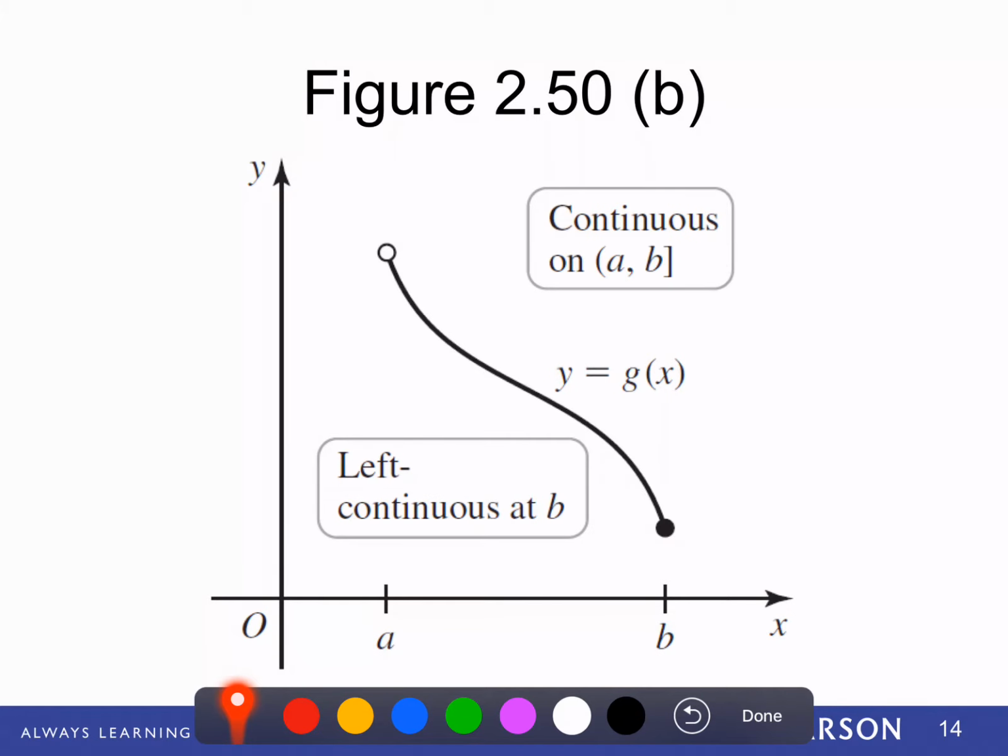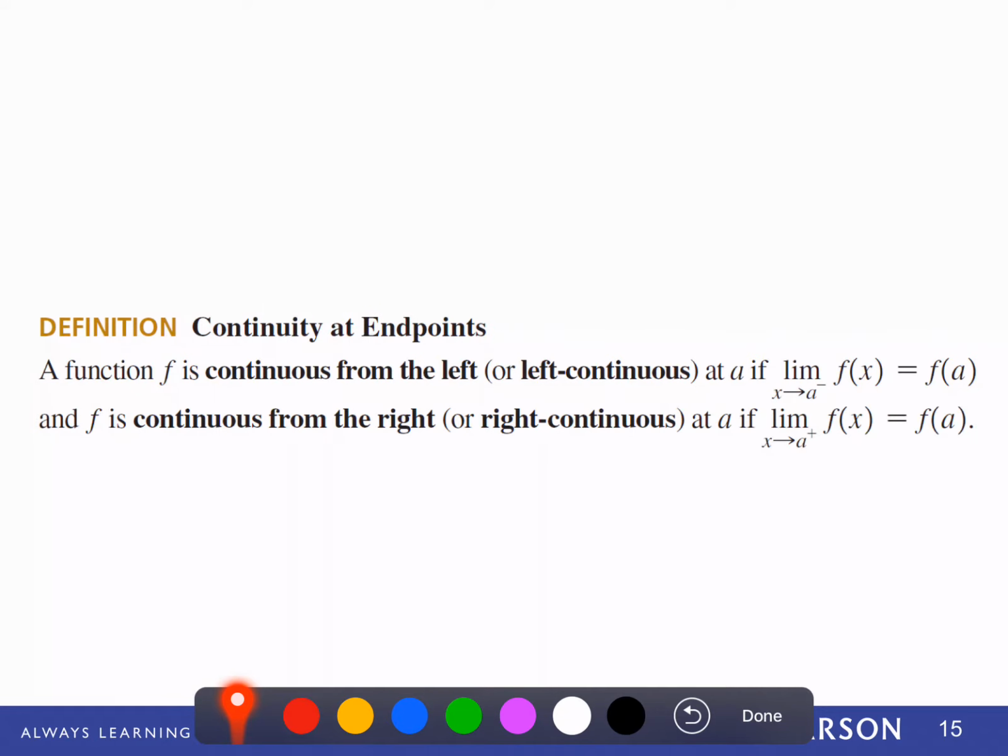Analogously, this function is left continuous at the right endpoint here. Again, it's continuous all between a and b, but now the right endpoint is well behaved on the left side, and the left endpoint is not well behaved on its right side. So here are the definitions for that.